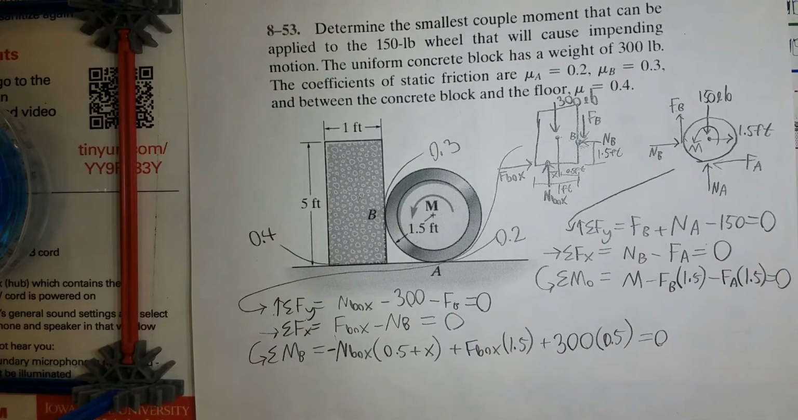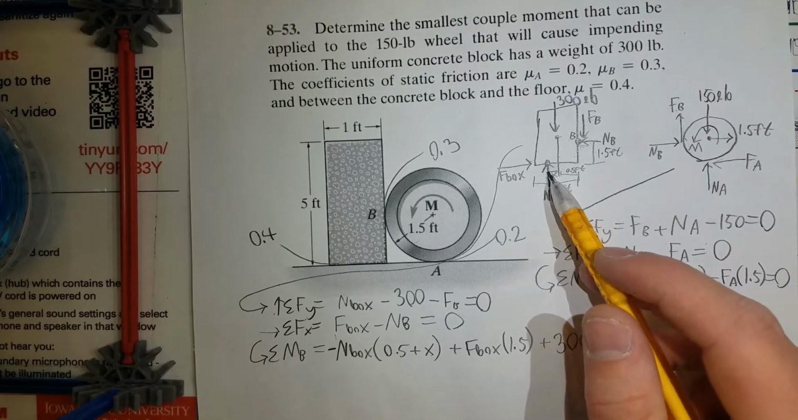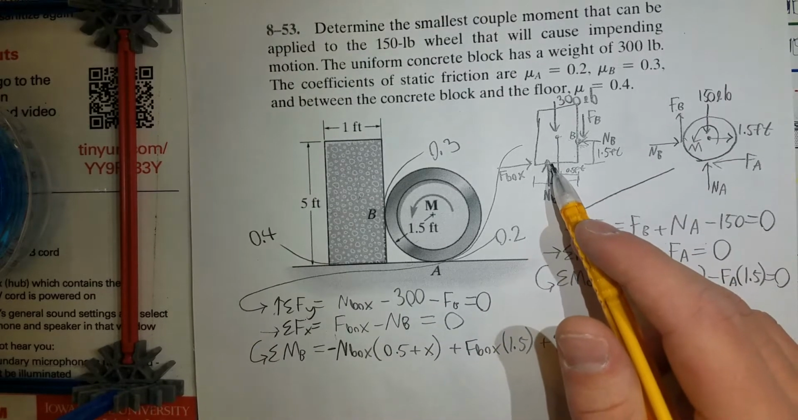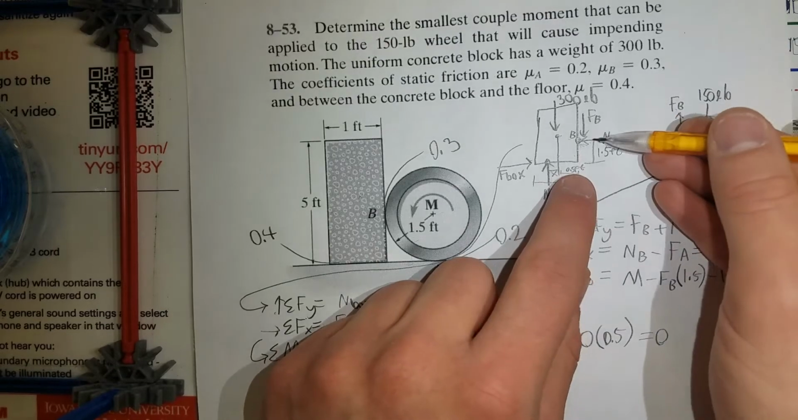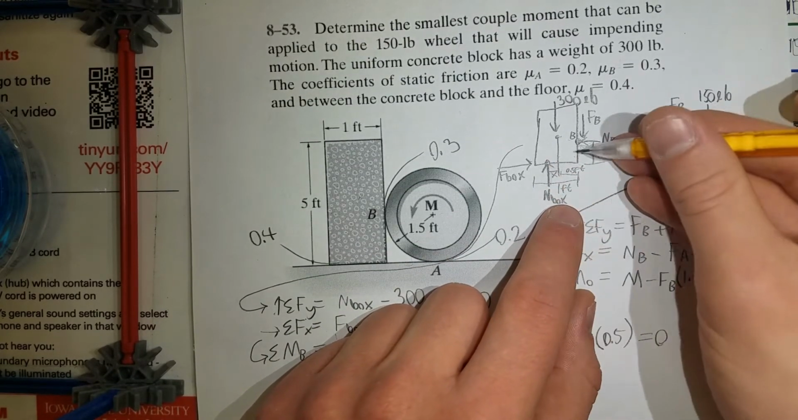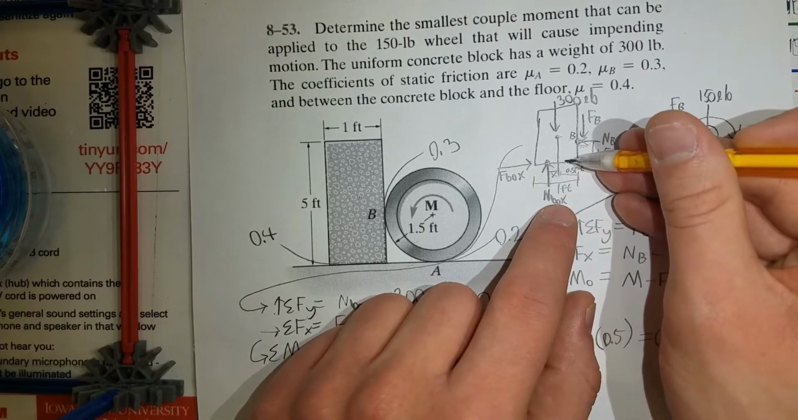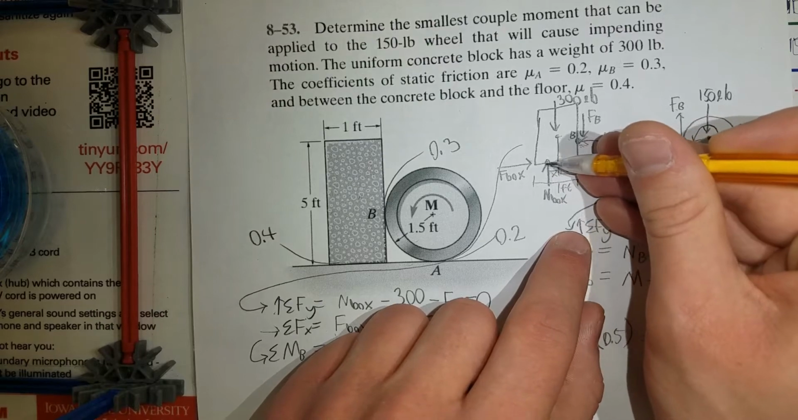Hey, where does that X come from? This X, I just labeled it here kind of arbitrarily. Essentially, the logic behind it is if we have this normal force pushing on this box here, that means that the normal force on the bottom of the box is going to end up being somewhere along here.